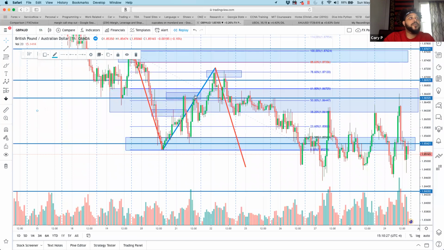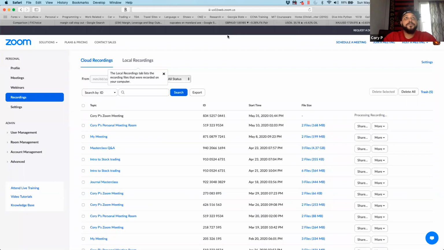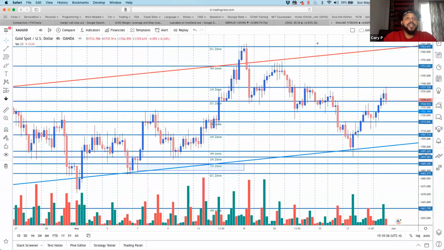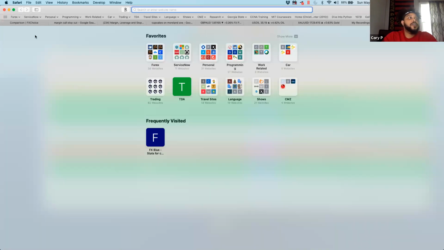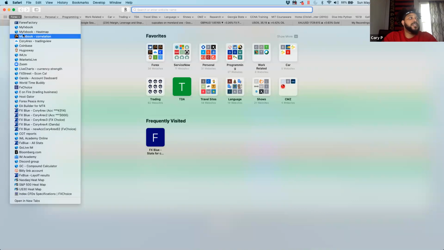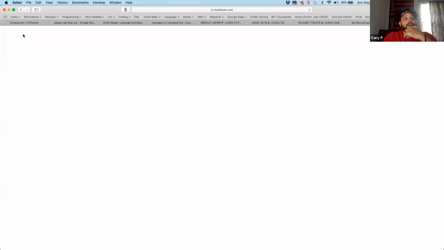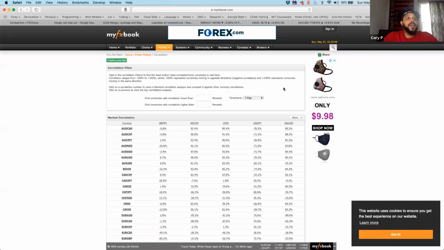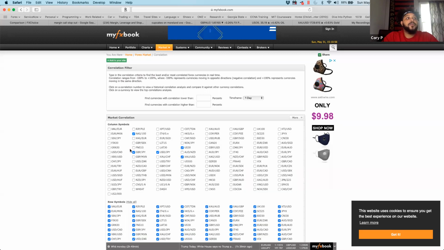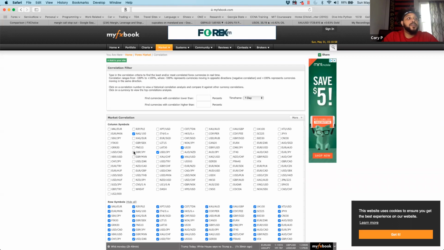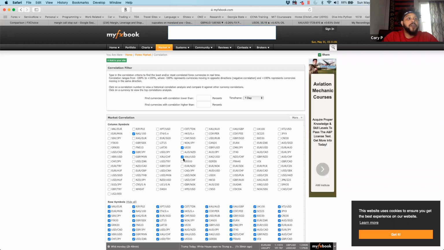Some info. Because the pairs and the indexes correlate. And let me give you this link that is really, really good. Correlation right here. This is my FX book. This is a very powerful website. So when you want to know how your pairs move compared to other pairs, here is the first place you want to come.